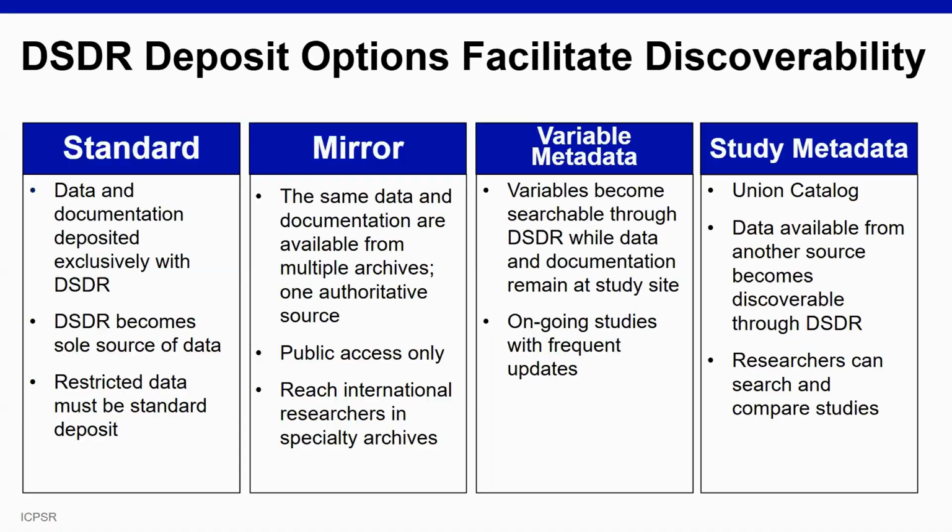Variable metadata deposits increase discoverability by allowing for both study level and variable level searching. In this case, variable labels and question text appear on variable search results in addition to the study search results, allowing for the variable comparison that I showed earlier today. The variable metadata deposits can be a good option for ongoing studies that have frequent updates to their data files. And finally, a link to external data sources are provided for both the study and variable metadata records.